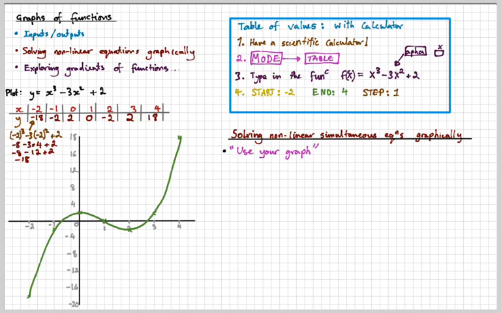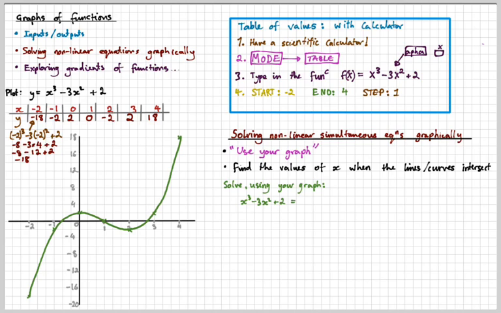We've already drawn the curve y equals x cubed minus 3x squared plus 2, and we're going to be using that curve, that green curve that we've already drawn, to answer these questions. In general, to solve equations graphically means to find values of x when the lines and the curves intersect, so when they cross. We're going to be solving, using our graph, x cubed minus 3x squared plus 2 equals 0. This is an example question.